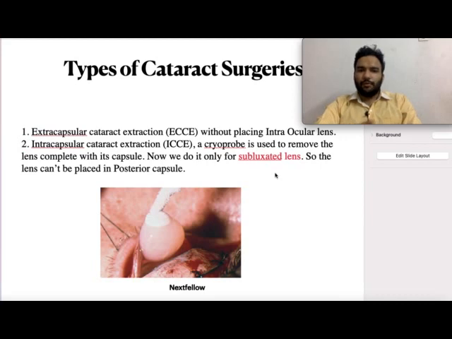So we have to salvage the capsular bag, that is the posterior capsule and part of the anterior capsule, everything, so that we can place the intraocular lens. But in this case, in intracapsular cataract extraction, we remove the entire lens. That is done only in the case of subluxated lens, because we cannot salvage the capsule. So that's why we remove the entire thing in total.